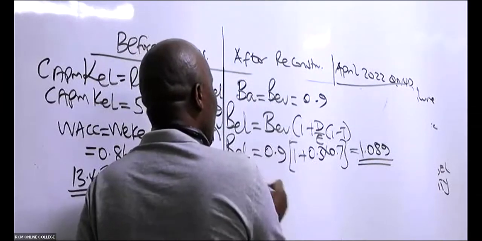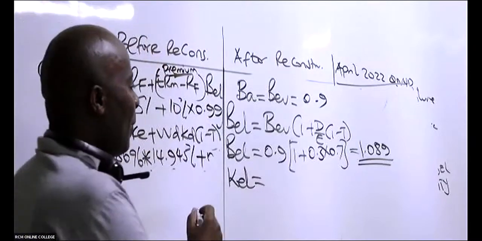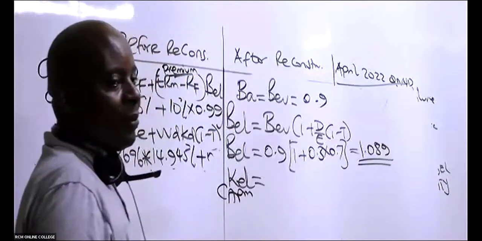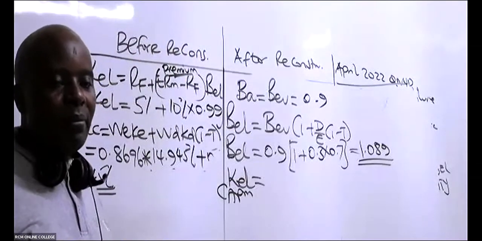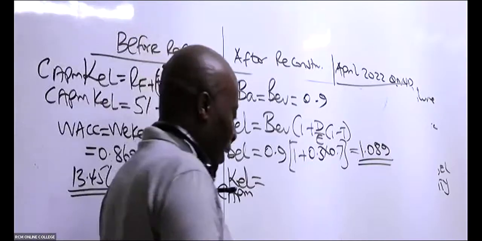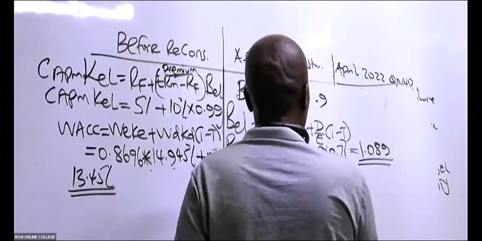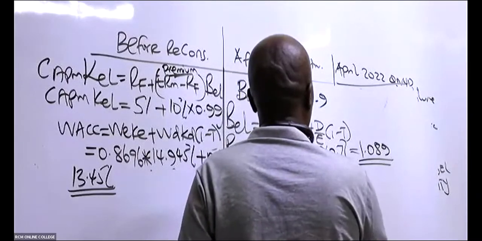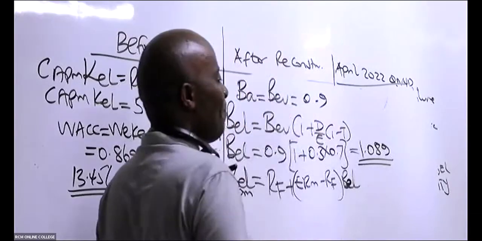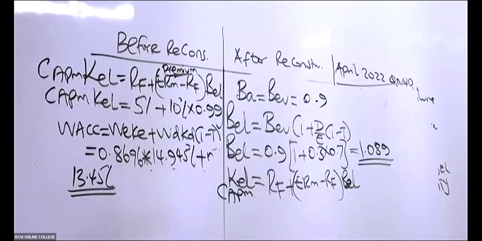After getting BEL, I'm a very bright student. I know BEL will always give birth to KEL. So KEL, I'm using CAPM. When I hear CAPM, ladies and gentlemen, I know the CAPM formula: it is risk-free plus ERM minus risk-free, multiplied by the BEL that you have just obtained there.